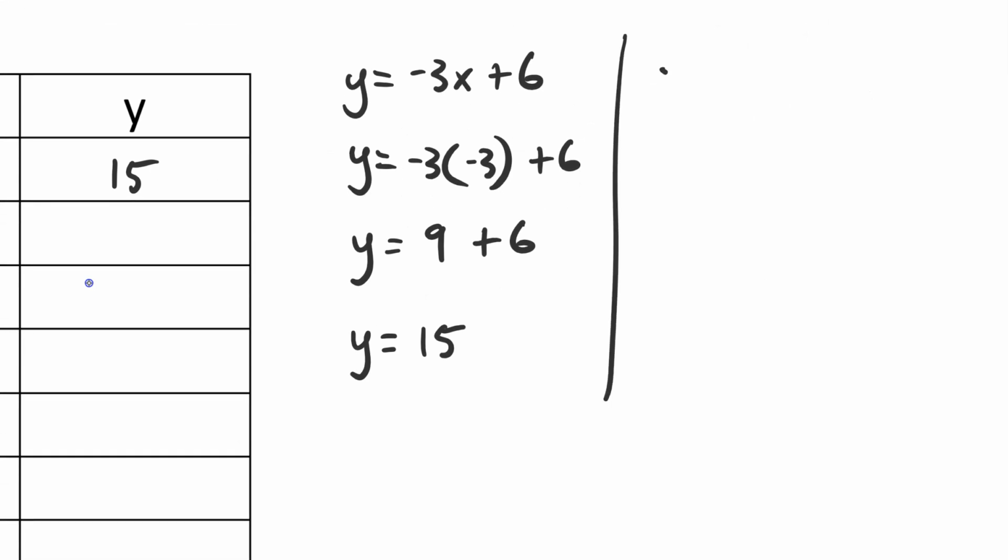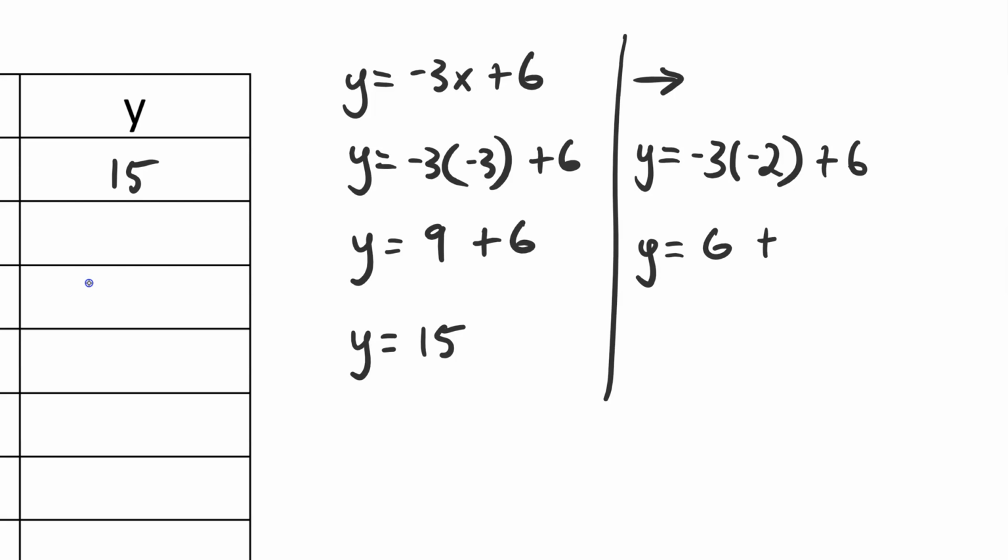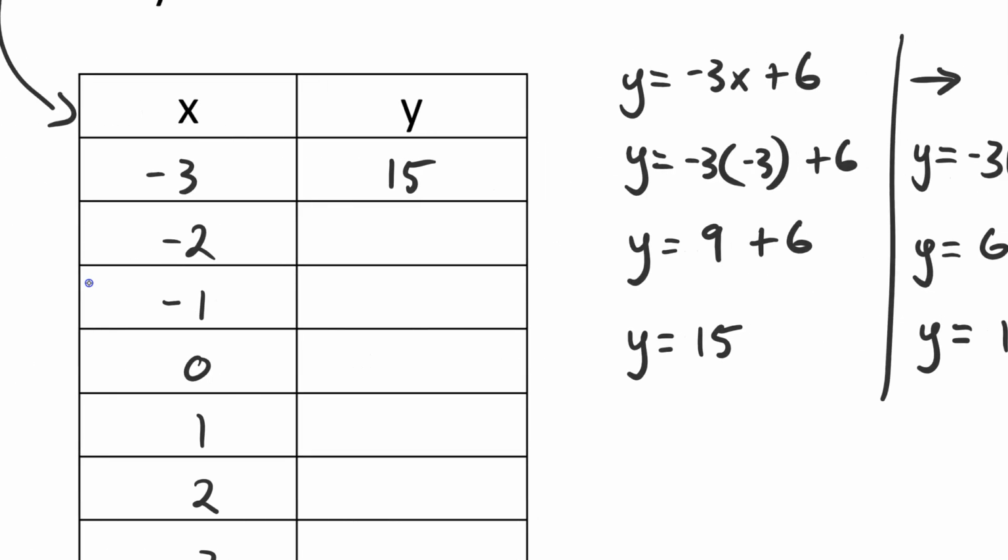Same equation here. We're going to use y equals negative 3, and our x value is going to be negative 2, plus 6. Y equals negative 3 times negative 2 gives you positive 6, plus 6. Y equals 6 plus 6 gives you 12. So when we chose an x value of negative 2, we got a y value of positive 12.